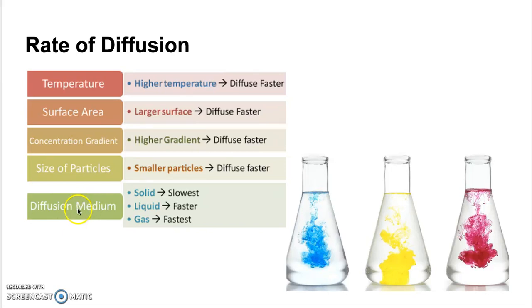And then the diffusion medium, meaning the state of matter, affects how quickly things will diffuse. A solid is going to be the slowest, a liquid is going to be medium, and a gas is going to be the fastest. You can see the rate of diffusion is really fast with things like if you put perfume on one side of the room, you're really quickly going to smell it on the other side of the room. Okay, that's it for rates of diffusion, and I hope this was helpful.